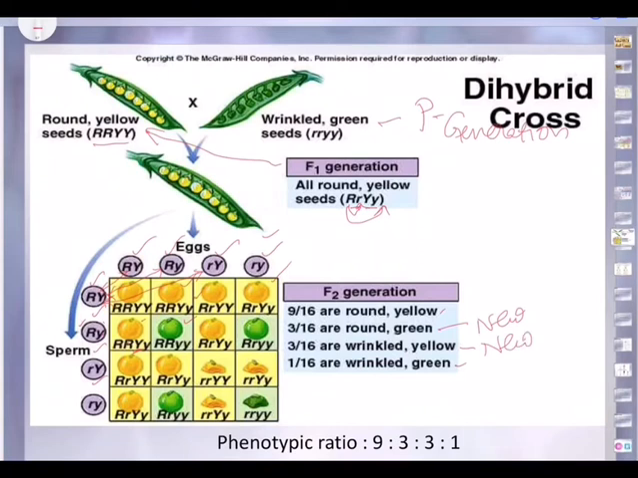This is a Mendelian character because round yellow is there already. Wrinkled green also is there. This is also a Mendelian character. But these are the new characters that have come: wrinkled yellow and the round green. So you continue crossing this.